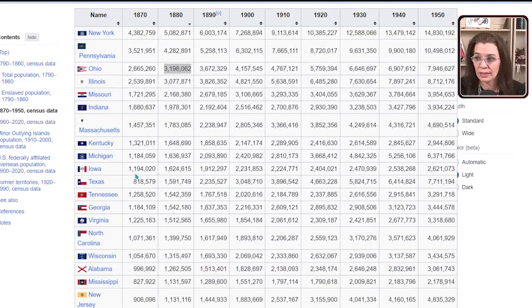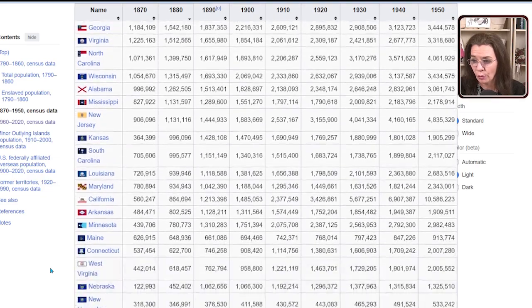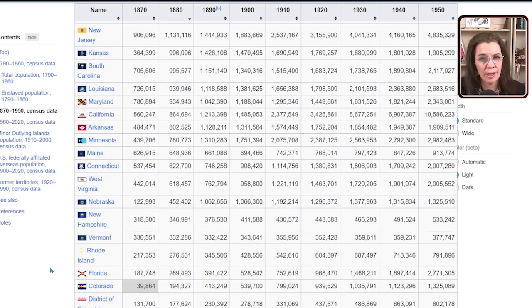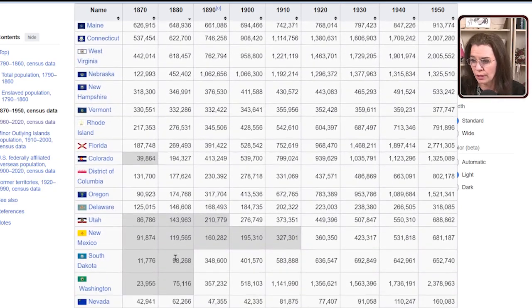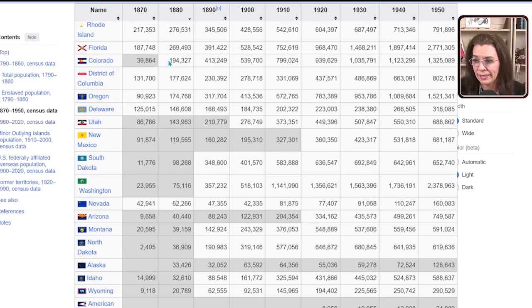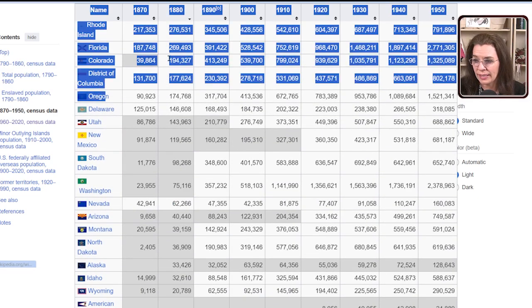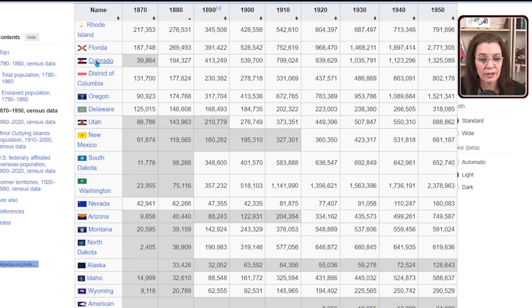As we go through this list, not only do we see that Cincinnati is part of Ohio, the third largest state in the United States, when we scroll down and consider about 250,000 persons, we're going to start seeing the number of states. I can't really highlight it here, but beginning with Colorado and going down, these states had a smaller population than the city of Cincinnati in 1880.